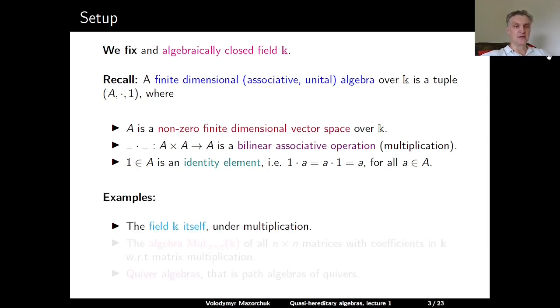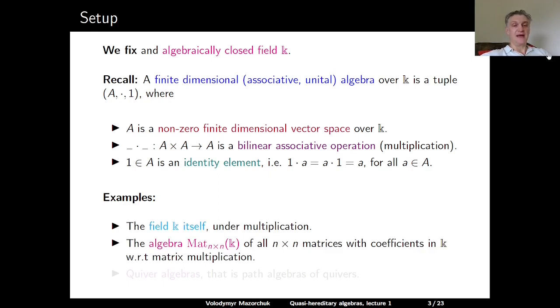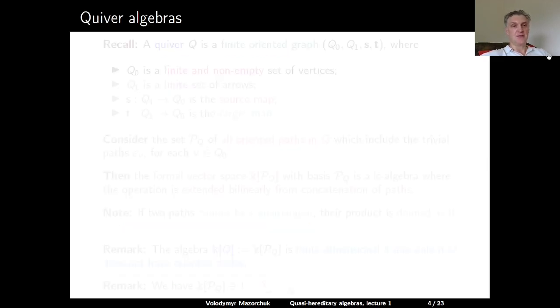Here are some examples. Of course, the field K itself is an algebra under multiplication. The next example, we have the algebra of all n times n matrices with coefficients in K with respect to the usual matrix multiplication. And we also have the example of quiver algebras, which will be used quite extensively during the whole course. So these are path algebras of quivers, and sometimes also with possible relations. So let's describe them in detail.